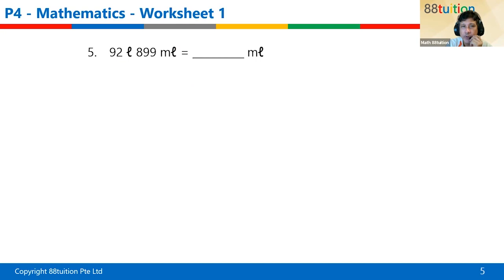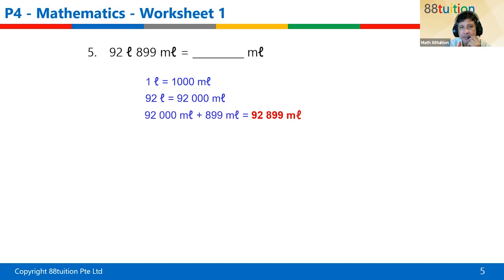Next question involves volume. So conversion for volume, 1 liter is equal to 1,000 milliliters. And what we have in the question is 92 liters. So 92 liters is 92,000 milliliters. Since we're converting everything into milliliters, all we need to do is take these 92,000 milliliters and add them to my 899 milliliters. I will have 92,899 milliliters.